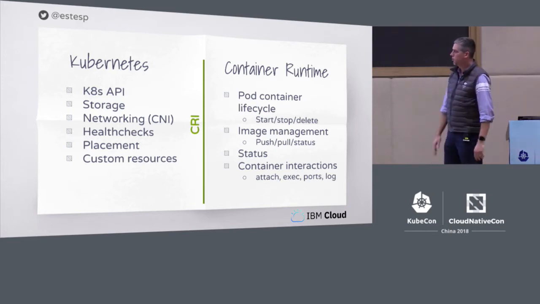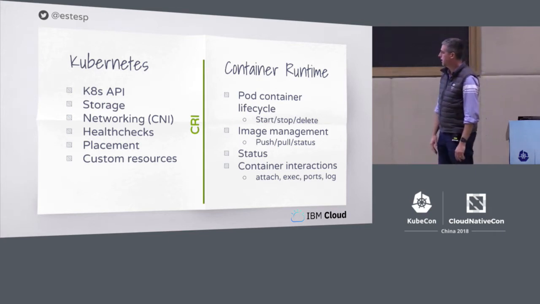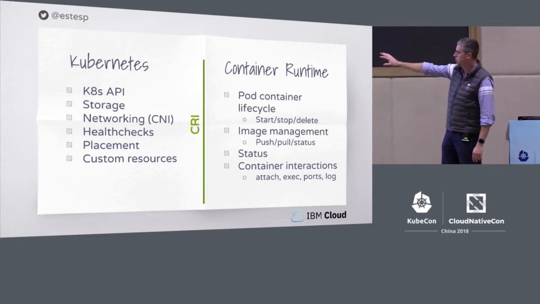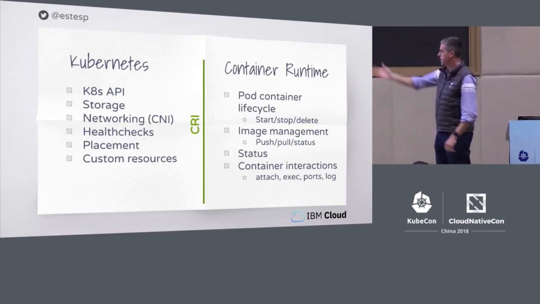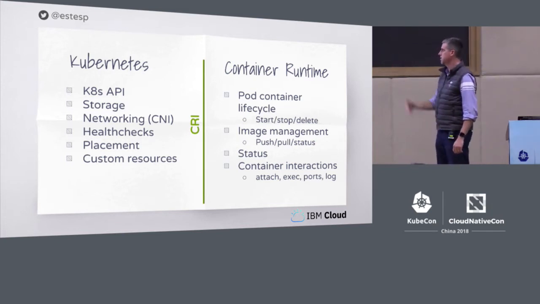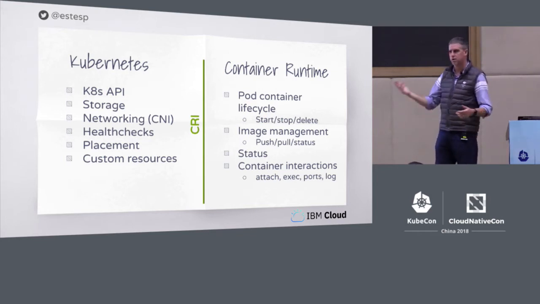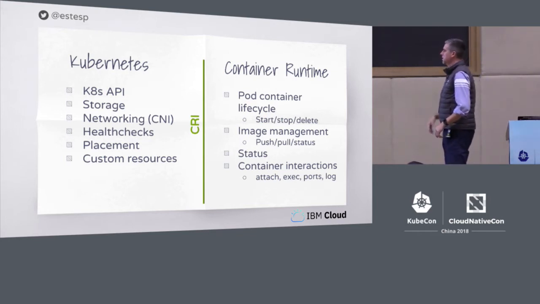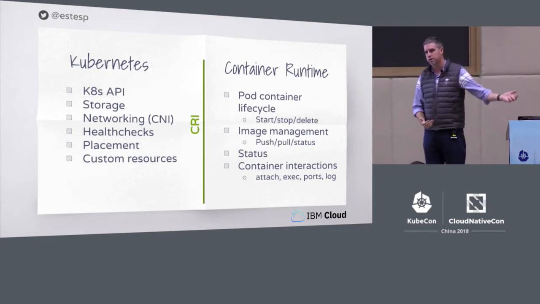On this, when it wants to place a container on a node via the kubelet, obviously the things on the right are things that your container runtime is going to have to implement that are part of the container runtime interface, such as all the lifecycle commands that you'd expect: start, stop, delete. Also image management. So your container runtime is going to have to talk to registries, pull images.